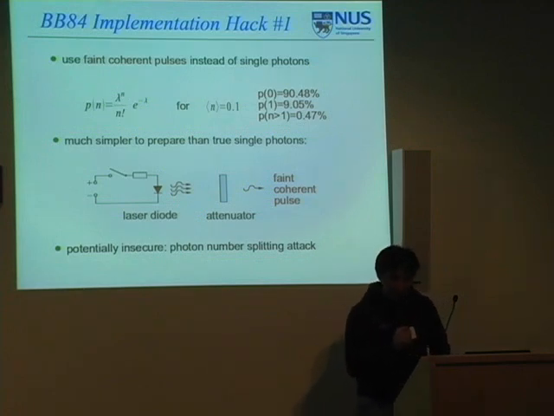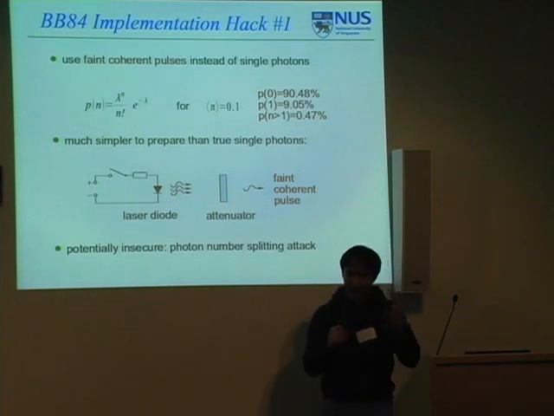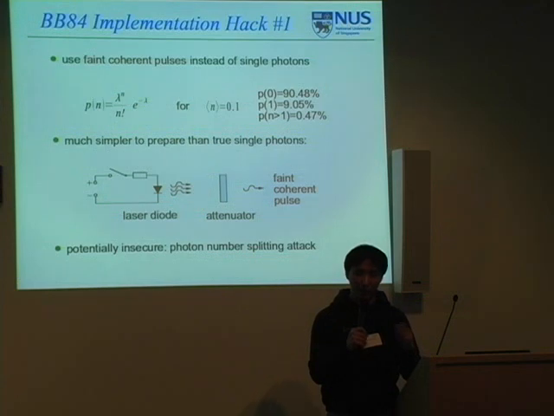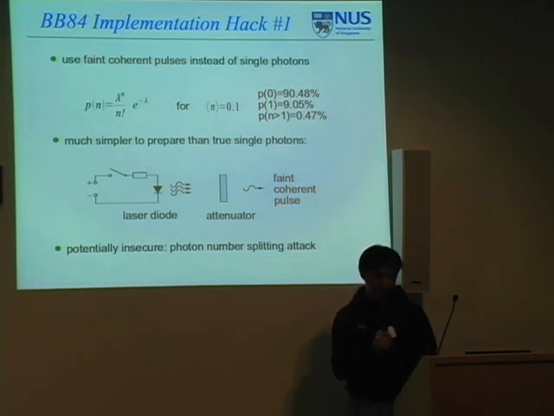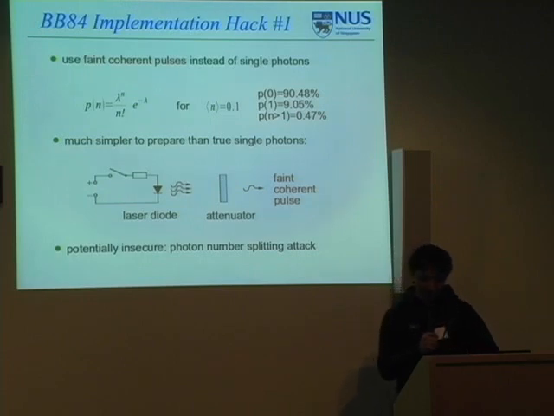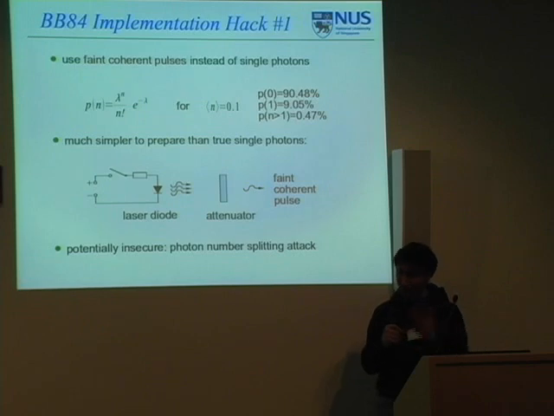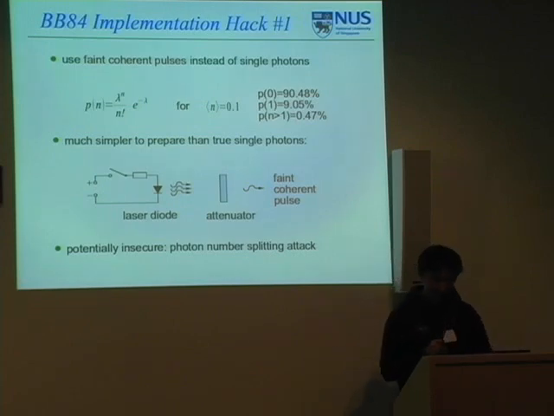Why do people use this method? It's much easier to prepare single photons in this way, because right now there's a lot of experimental work going into trying to prepare real single photon sources, and that's not so simple. So the first way you can try and hack a BB84 system is just by a simple photon number splitting attack. So BB84 using this method has a potential to be insecure.